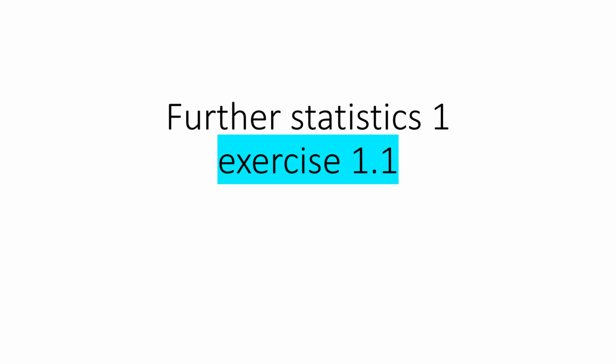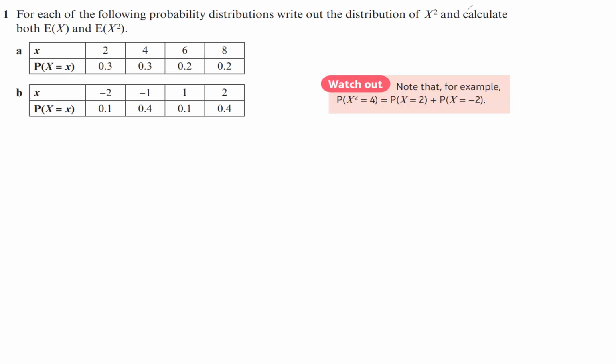In this video, I'm going to do the first 5 questions of the Further Statistics 1 Exercise 1 book, and let's get started. In my opinion, the first chapter of this book is the easiest chapter because the questions are usually straightforward and you can do them by knowing the basics of this chapter.